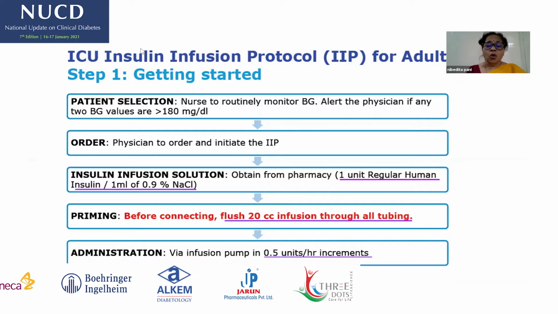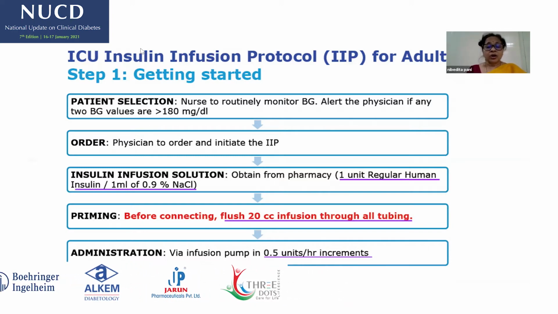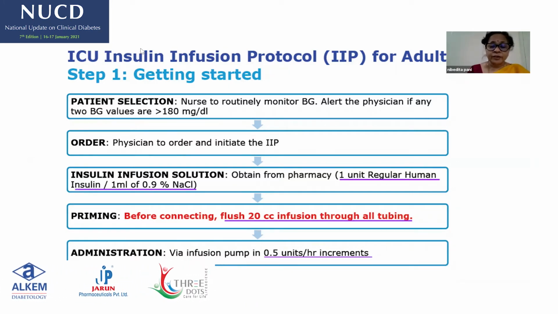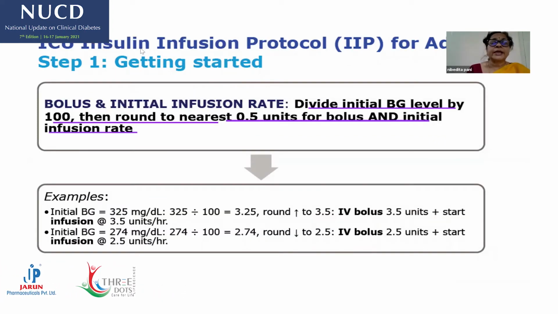Please advise all the ICU staff nurses, because they prepare and give the drugs to the patient. And administration via infusion is in 0.5 unit per hour increments. So how are we going to get started?